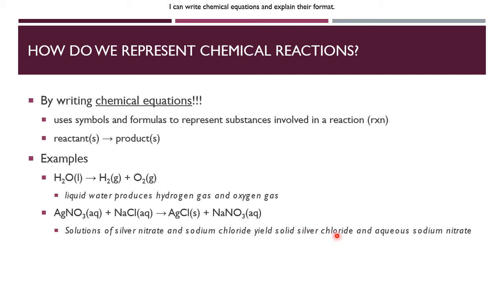Yield solid silver chloride. So notice our silver chloride is a solid, so S is in parentheses, and aqueous sodium nitrate. So again, aqueous meaning dissolved in water. We use AQ there for that symbol. So when we talk about a chemical reaction, our reactants, they yield, they produce, they form our products. So anytime you see this, produces, yields, forms, that's where your arrow is going to go to represent that.